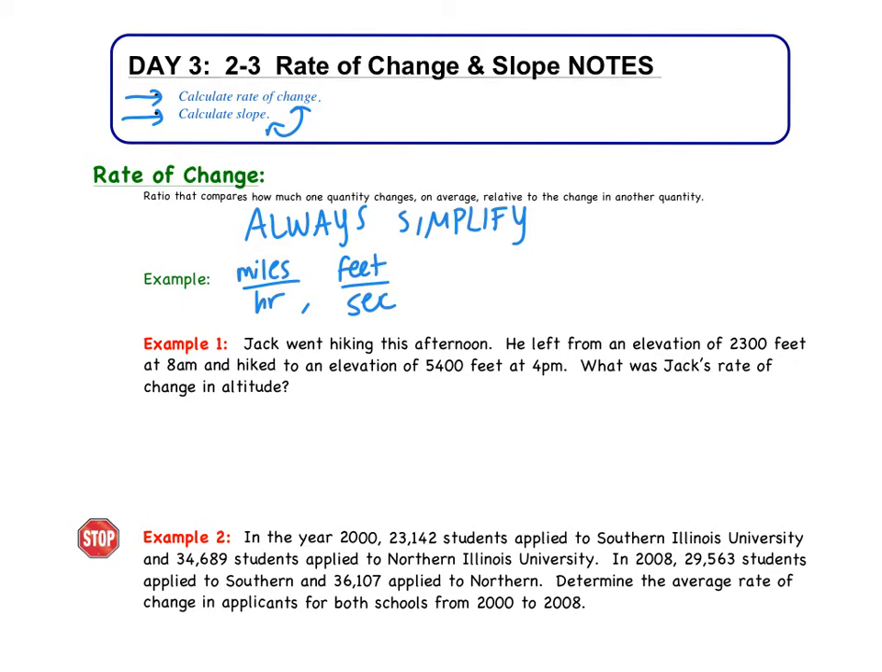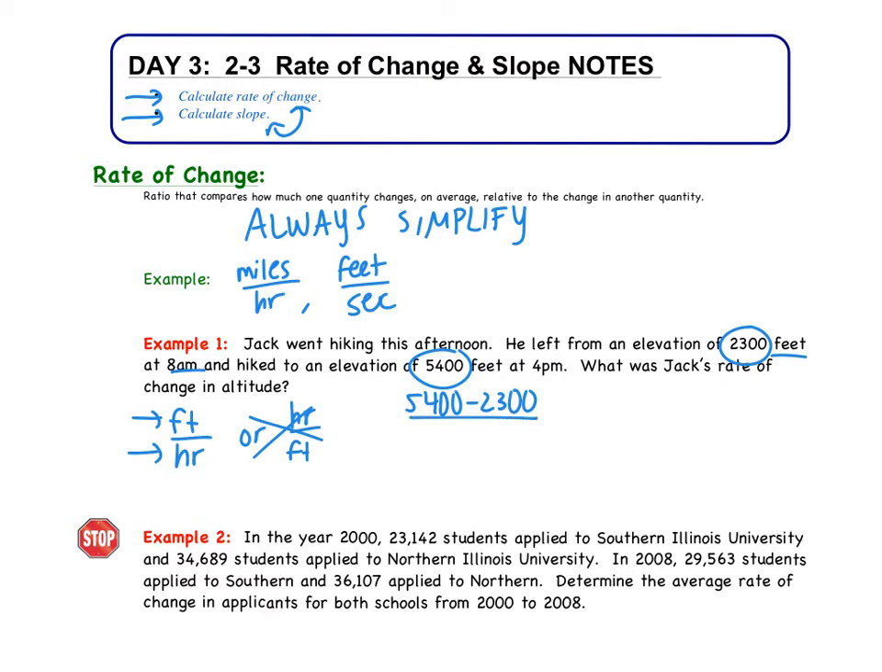Okay, so first thing we got to look at is our units. We have feet and we have time. So we need to ask ourselves, does feet per hour make more sense, or are we going to say hour per foot? Well, hour per foot, hopefully you can already tell that that doesn't make sense. So in our ratio, we're going to put the change in feet to the change in hours. We are going from 5,400 feet to 2,300 feet. To find the change, we're going to subtract.